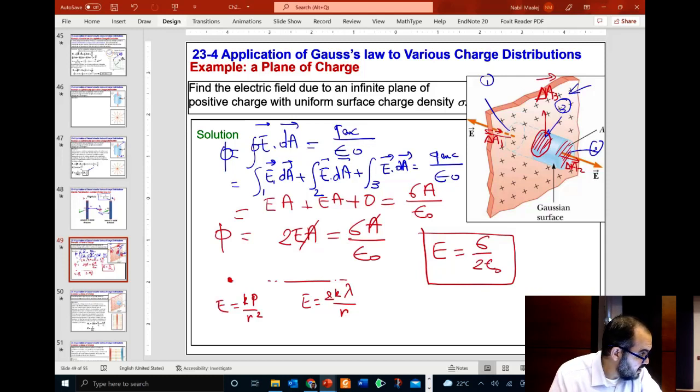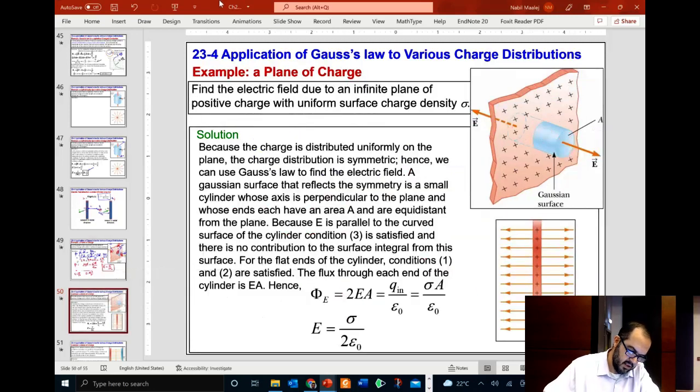It's telling us that the electric field is constant from an infinite surface. It's constant, and it's not dependent on how far we are from this plane or from this charge. So it might be counterintuitive, but you can check the math and the physics. So this is the electric field. All right. So this is the final result.